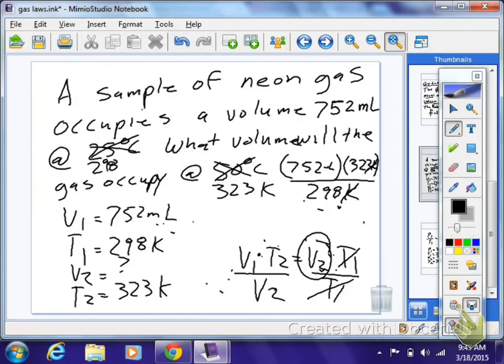So the answer you should come up with for that one, of course, is 815 milliliters. Okay? Last problem we're going to do is sample problem E on page 373.